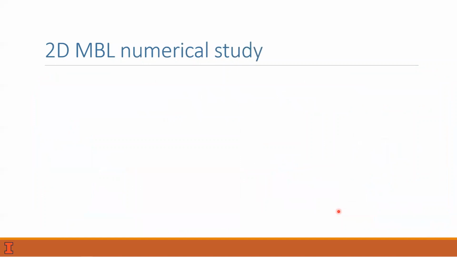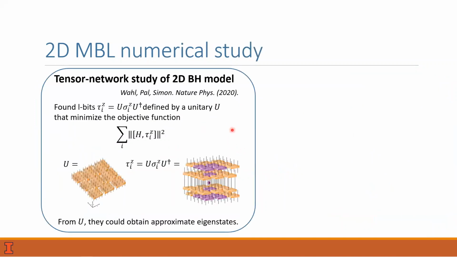Okay, so next I wanted to talk about a numerical study done of 2D MBL. There was a study in this work where they analyzed the same model that the experimentalists looked at, the 2D Bose-Hubbard model, using tensor networks. I won't go into the details, but basically they have an algorithm for finding L-bits using some tensor networks. And from these L-bits, they could obtain approximate energy eigenstates of the Hamiltonian.